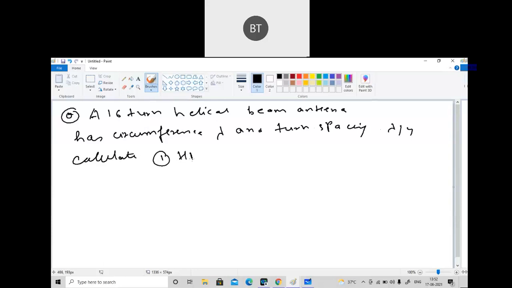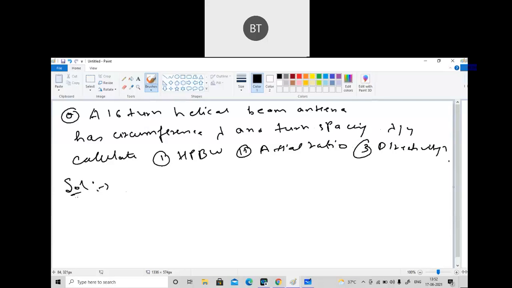They are asking you to calculate the half power beam width, axial ratio, and directivity. Three things we need to calculate from this. So first we will write what is given to us.